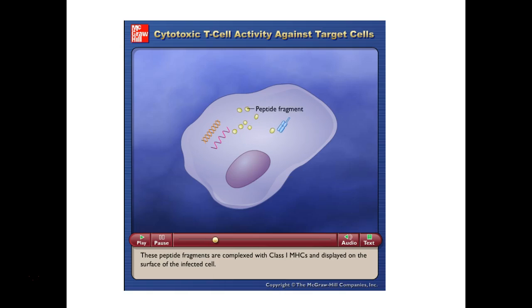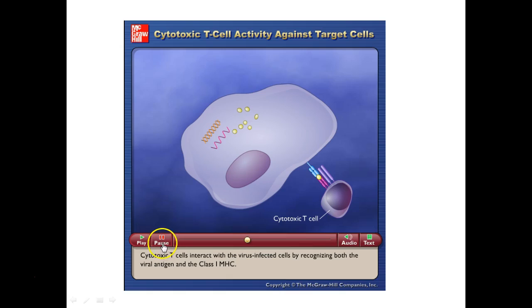These peptide fragments are complexed with class 1 MHCs and displayed on the surface of the infected cell. Cytotoxic T cells interact with the virus-infected cells by recognizing both the viral antigen and the class 1 MHC.